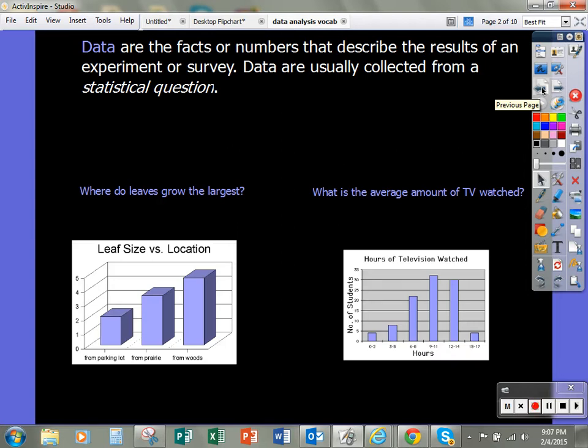You ask some sort of statistical question, such as where do leaves grow the largest, or what is the average amount of TV watched, and collect data on those questions.